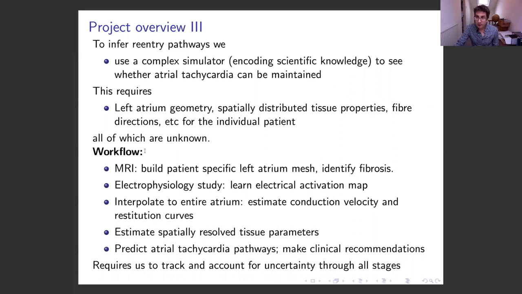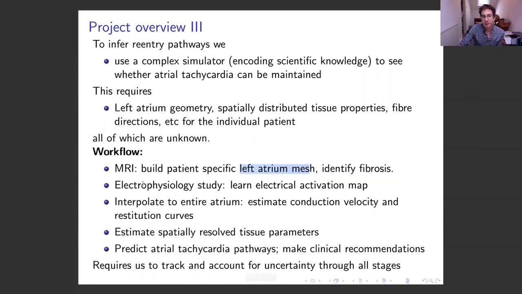A patient comes in, we start off with an MRI scan of their heart, and that's going to allow us to estimate what their heart looks like, what the shape of their atrium is. Possibly we'll be able to do things like identify regions of fibrosis, fibrotic regions. That's where diseased regions, where the tissue becomes stiff and doesn't conduct as well.